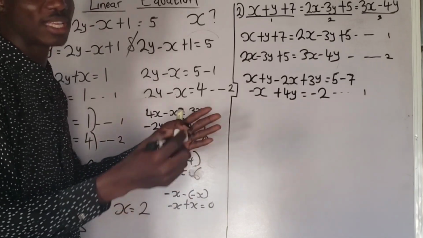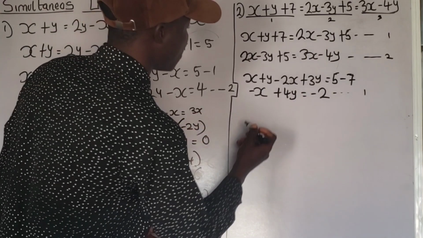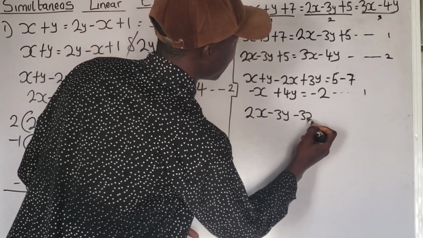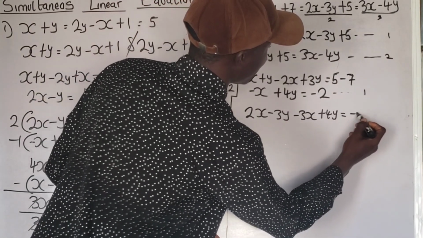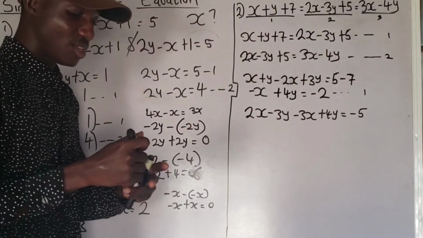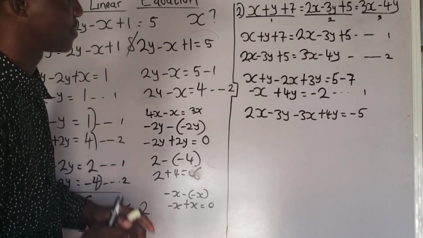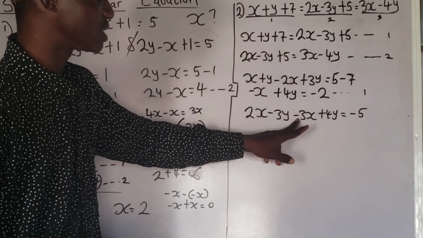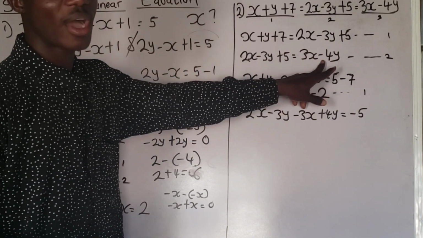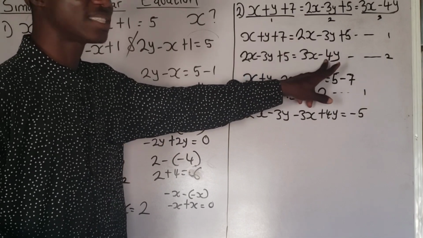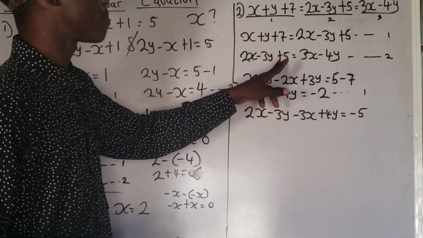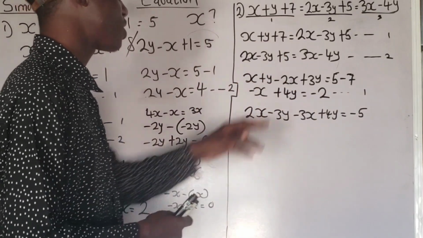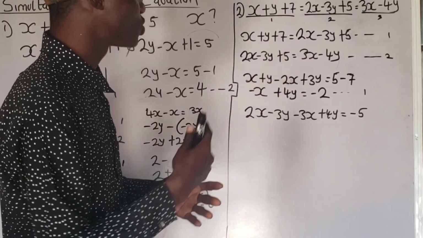All we have to do is to collect like terms. So, by collecting like terms, I'm going to have 2x minus 3y minus 3x plus 4y equals to negative 5. If you don't understand, listen to the explanation again. 3x crosses the equals to sign. Because it is positive here, it's going to change to negative. Negative 4y crosses the equals to sign, because the negative here is going to change to positive. Now, positive 5 crosses the equals to sign to the right-hand side of the equation. Because it is positive before, it's going to change to a negative.